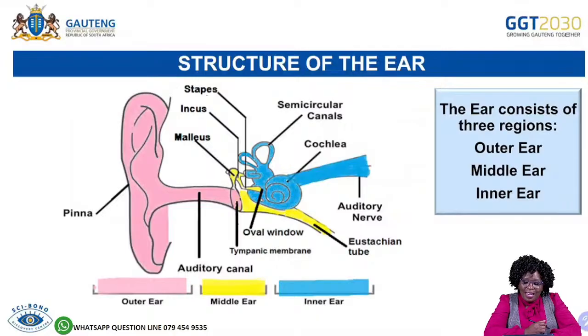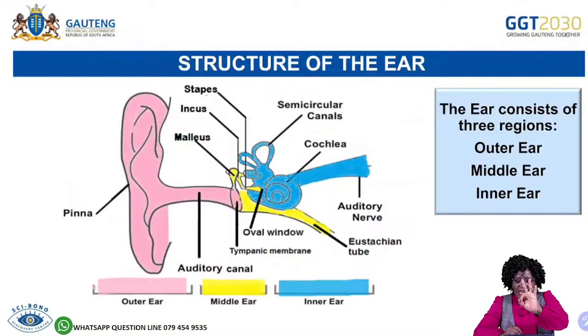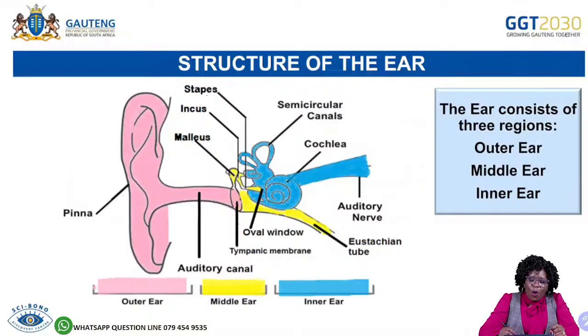Let us look at the structure of the ear. As I promised you, this is easy, you are not going to have any problems. So the ear consists of 3 different main parts. What is represented on this diagram in pink is the outer ear, what is represented in yellow is the middle ear, and what is represented in blue is the inner ear.